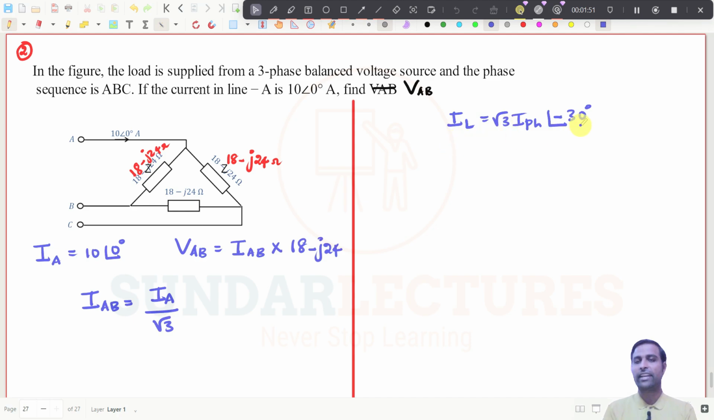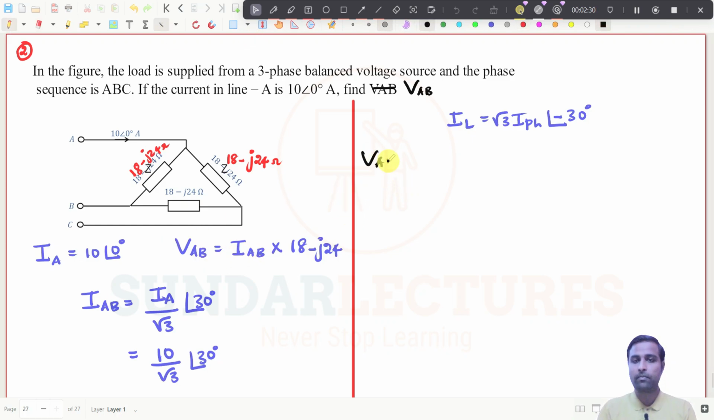You take this to that side, and if the line current lags by 30 degrees, then when writing the phase current, it leads the line current by 30 degrees. Simply you can put it like this, right? So what will be the answer now? Now it will be 10 by root 3 at an angle of 30 degrees. So what will you get for IAB now? You keep this as IAB, and I can directly substitute it in this equation.